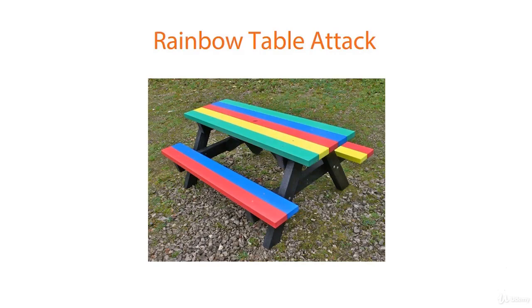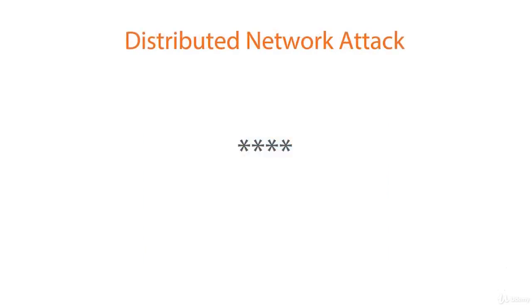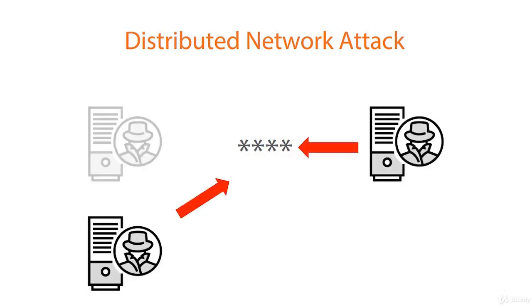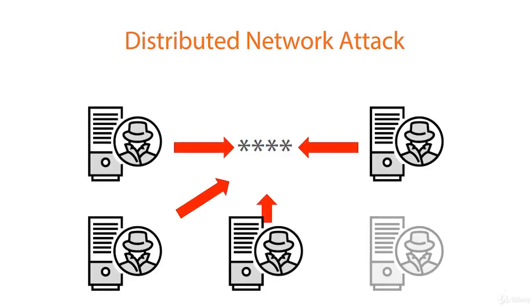Now, something else we can try to implement is something referred to as a DNA, or a distributed network attack. This is where we try to recover password-protected files using the unused processing power from multiple machines that we've already pwned on the network. They may be part of my little botnet to try to decrypt the password.